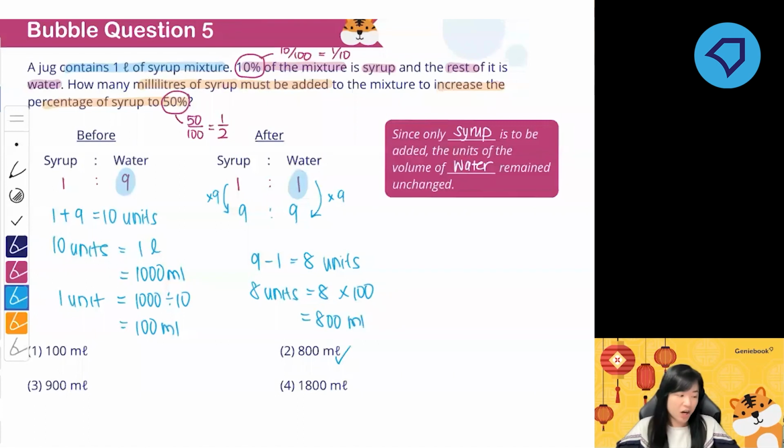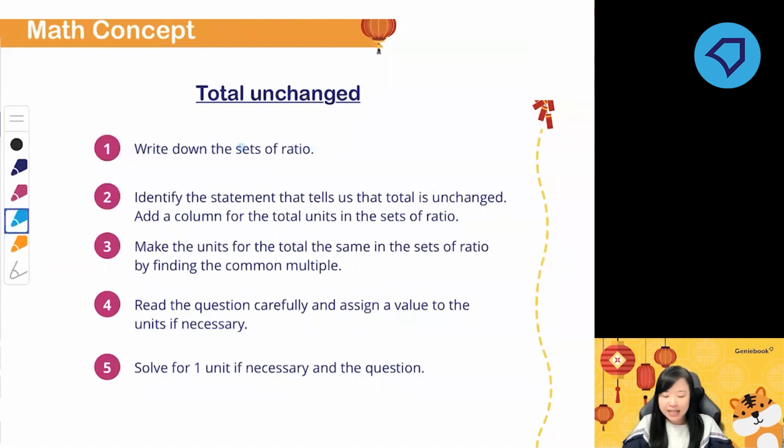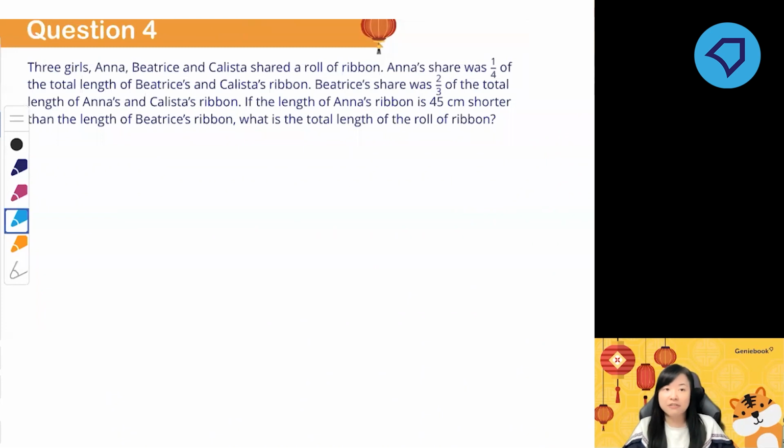Okay. All good. This will be the last question for our one unchanged. Now we are moving on to total unchanged. Are you ready? So again, write down the ratio. Identify the statement that will tell you that total is unchanged. So when total is unchanged, we will need a column for the total so that we can make the units the same. And always remember it is by finding common multiple, not adding or subtracting. Then basic step 4 and 5 will be read the question, assign a value, and solve for 1 unit. All good?